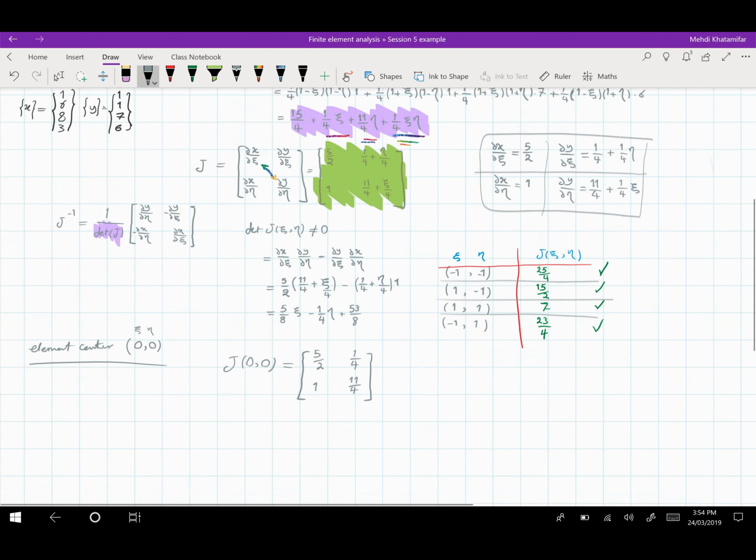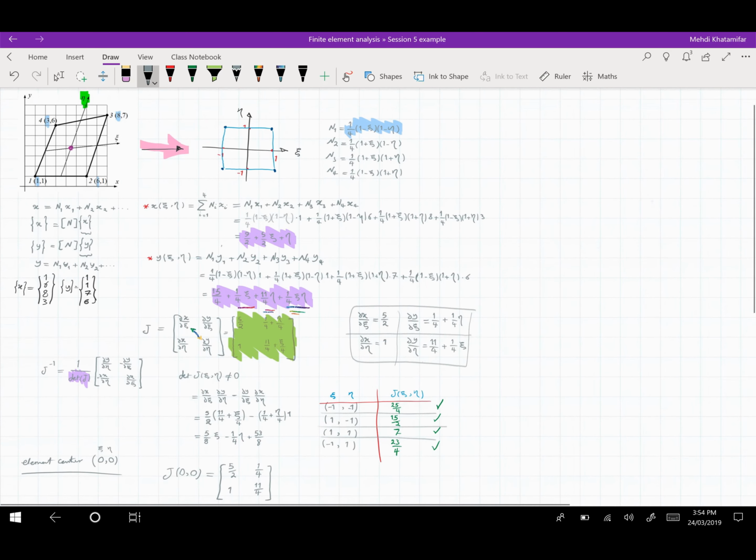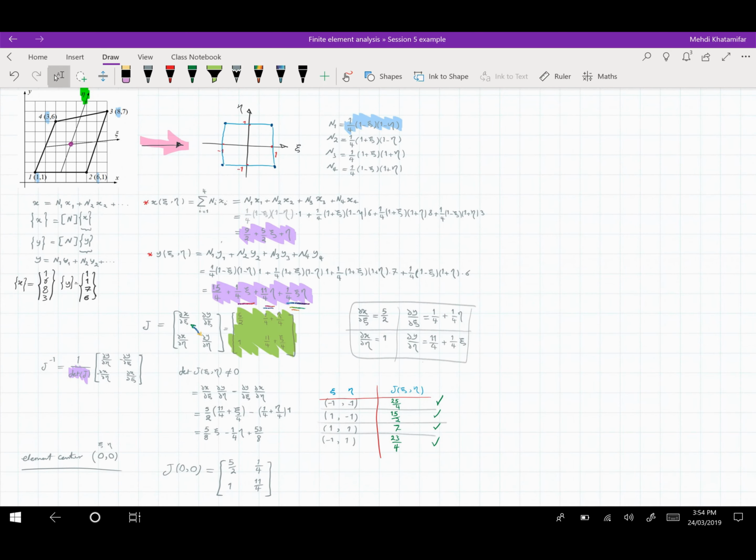So let's review what I did here. I first started with generating the x formula and y formula. So I generated the formula for global coordinates using local coordinates, and then I could easily calculate the Jacobian because it's the derivative of global over local.